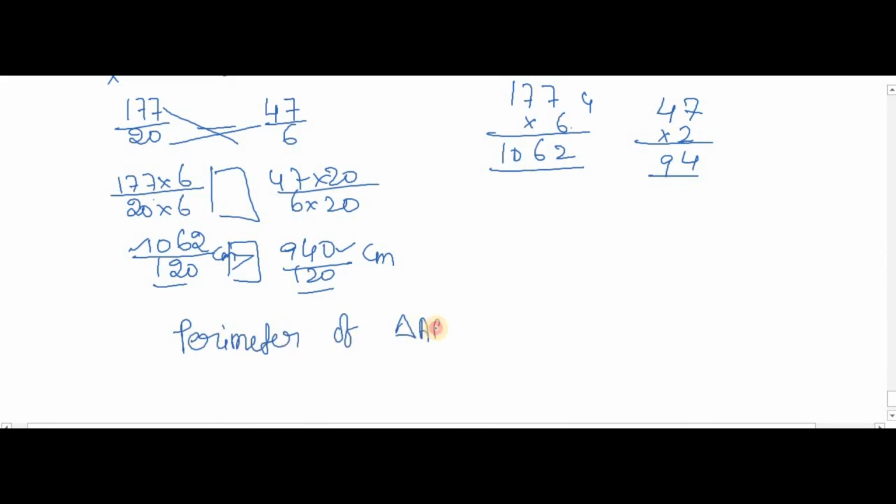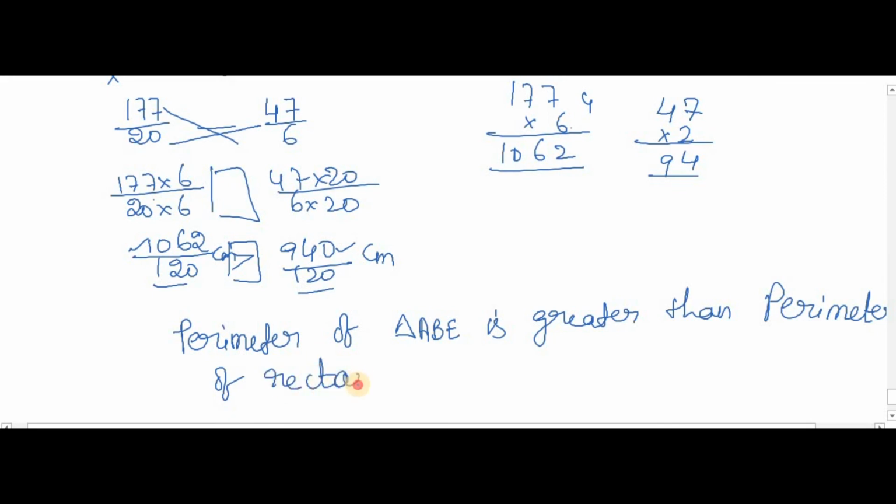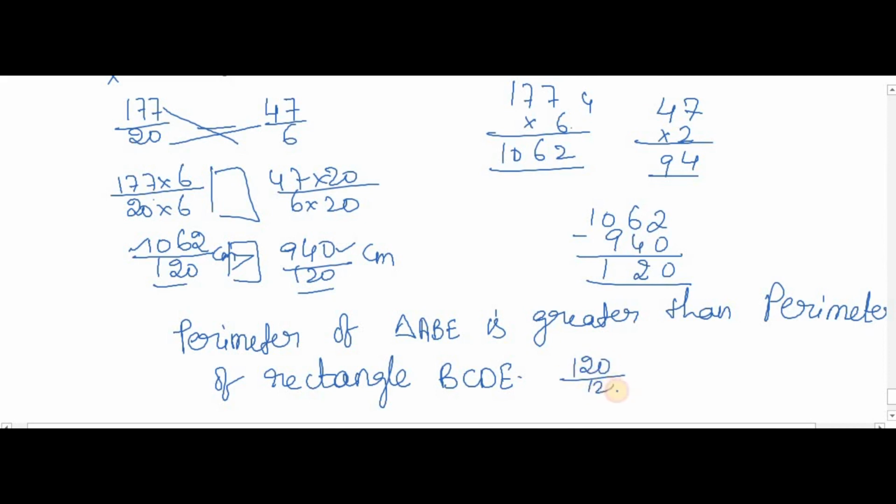The perimeter of triangle ABE is greater than the perimeter of rectangle BCDE. Of course, you can find out even how much greater it is. 1062 minus 940: 2 minus 0 is 2, 6 minus 4 is 2, 10 minus 9 is 1. So you get 120/120. That means the perimeter of the triangle is greater than the perimeter of the rectangle by 1 centimeter.